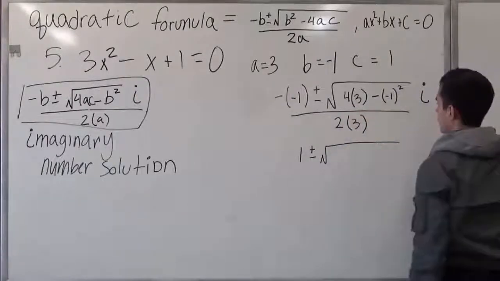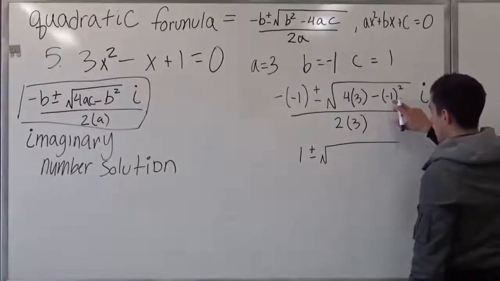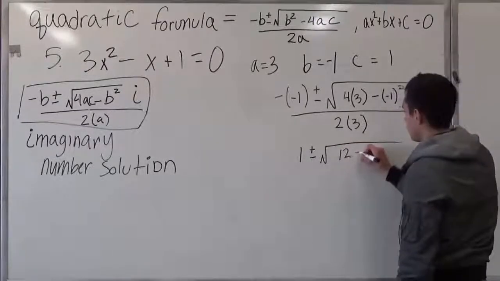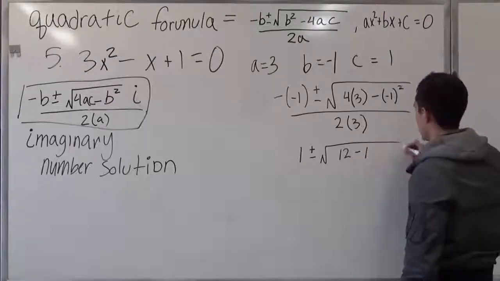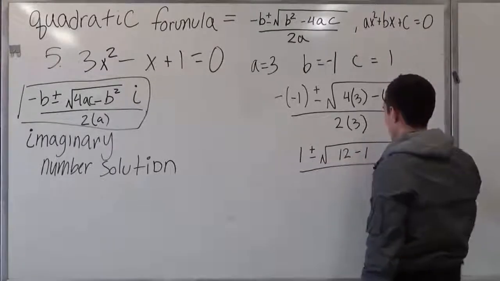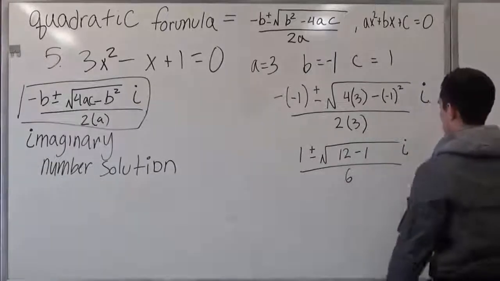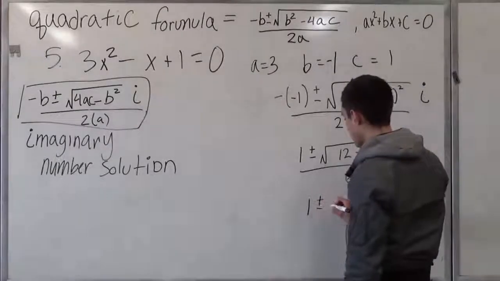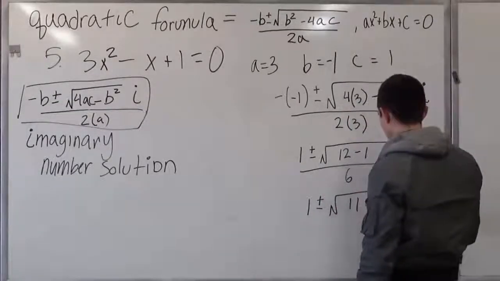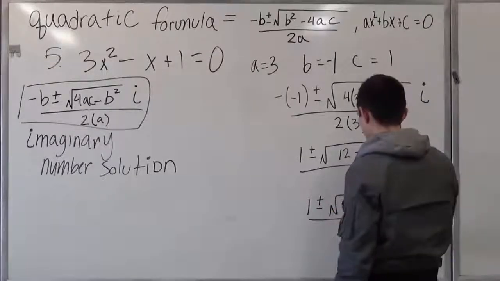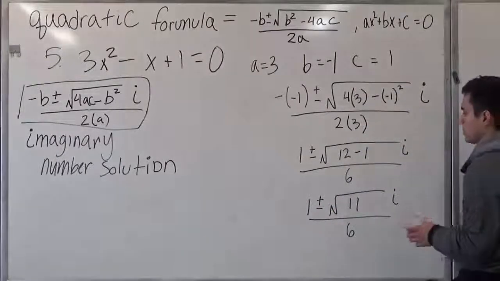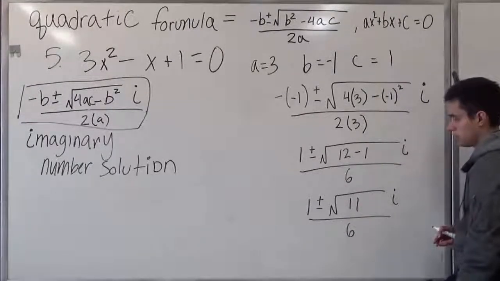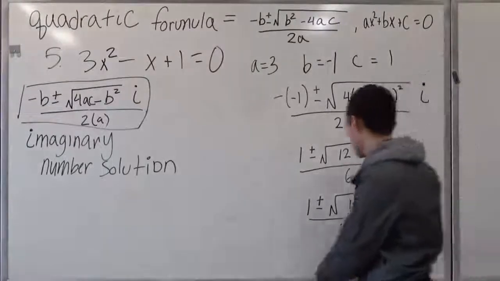So what we know, negative times a negative, positive 1, plus or minus 4 times 3 is 12. 12 minus positive 1, because negative 1 squared is positive 1. So that just becomes 12 minus 1 times i over 6. So now this is positive. So all we have to do is solve. 1 plus or minus radical 11 times i over 6. As we said earlier, we always try to simplify this radical, but this radical cannot be further simplified. So our solution would just stay this way.